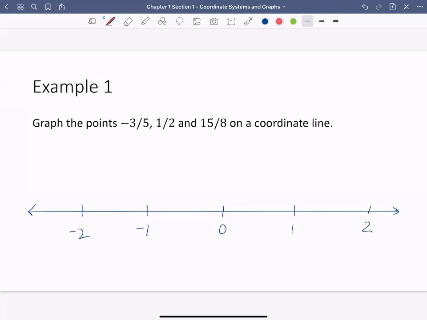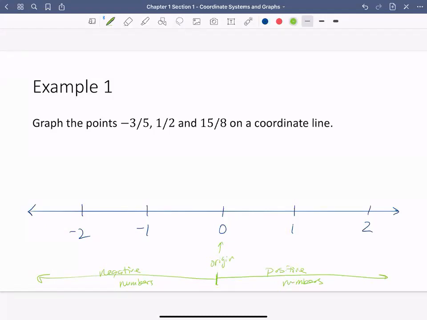So first, we're going to graph the point negative 3/5. Negative 3/5, again, is negative. It's on the left side. This right here, I should label these maybe. This is what we call the origin, our neutral number here. And then everything to the left here, these are all of our negative numbers. And then everything to the right, these are all of our positive numbers. The origin separates the positives and the negatives.